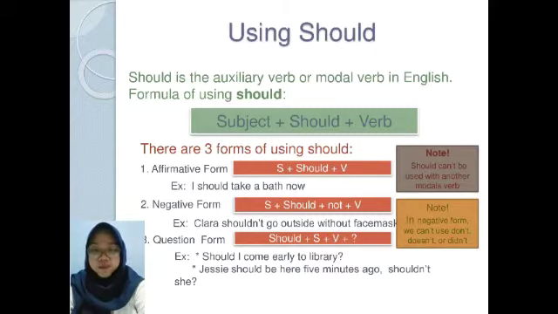The third form is question form. For question form, the formula is should plus subject plus verb. For example, should I come early to the library? Jessie should be here 5 minutes ago, shouldn't she?